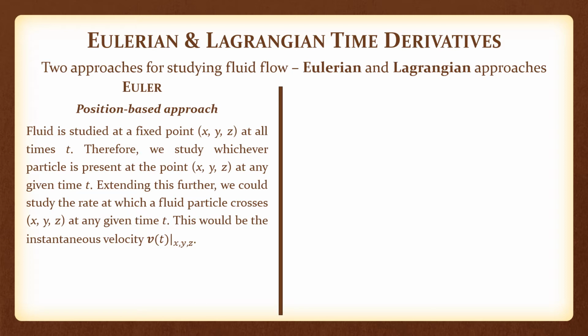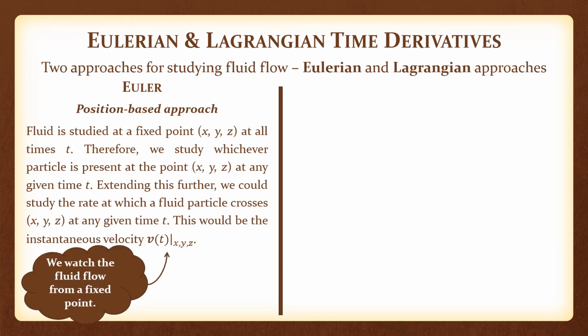So you take an infinitesimally small control volume and then you look at what is coming in, what is going out, and then you write your balance equations accordingly. And this approach is the Eulerian approach. So extending this idea further, we could study the rate at which a fluid particle crosses x, y, z at any given time t. This would be the instantaneous velocity of that fluid particle, v of t, at that point x, y, z. So in other words, we watch the fluid flow from a fixed point.